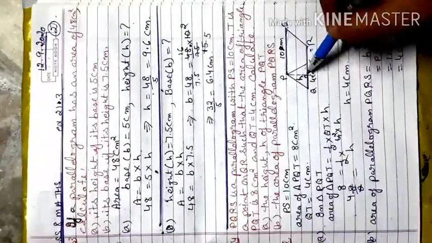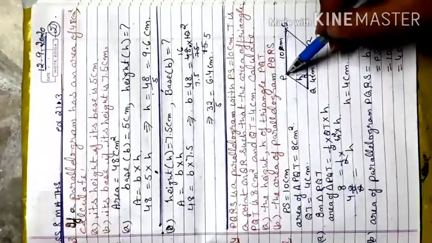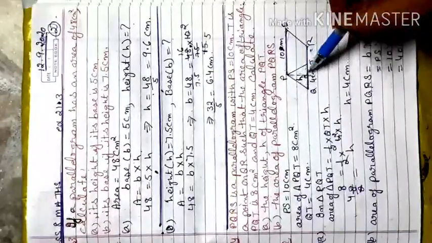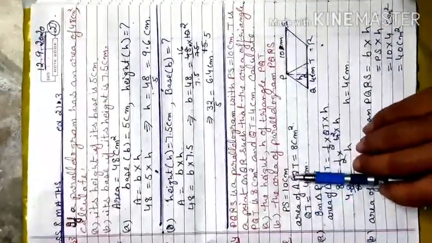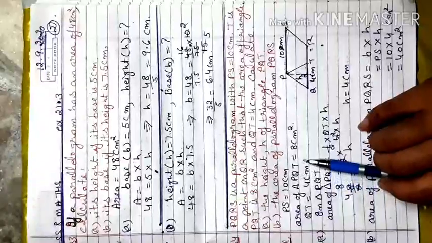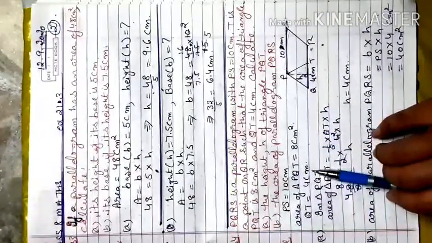So for finding the area of the parallelogram, first we need a height. For finding the height, we need this triangle PQT. What you have been given is PS equal to 10 centimeters, the area of triangle PQT equal to 8 centimeters square, and QT equal to 4 centimeters.